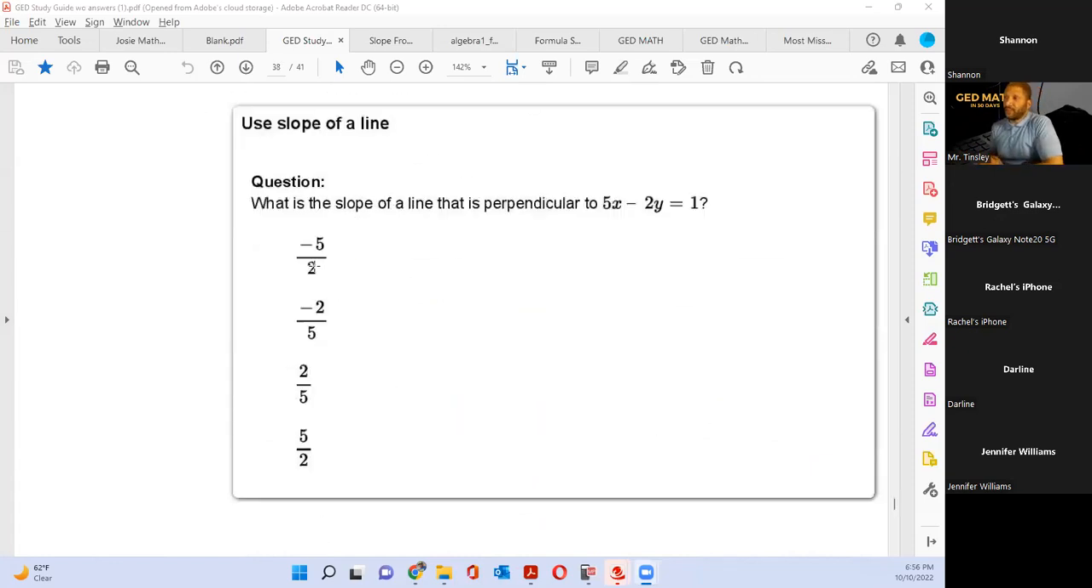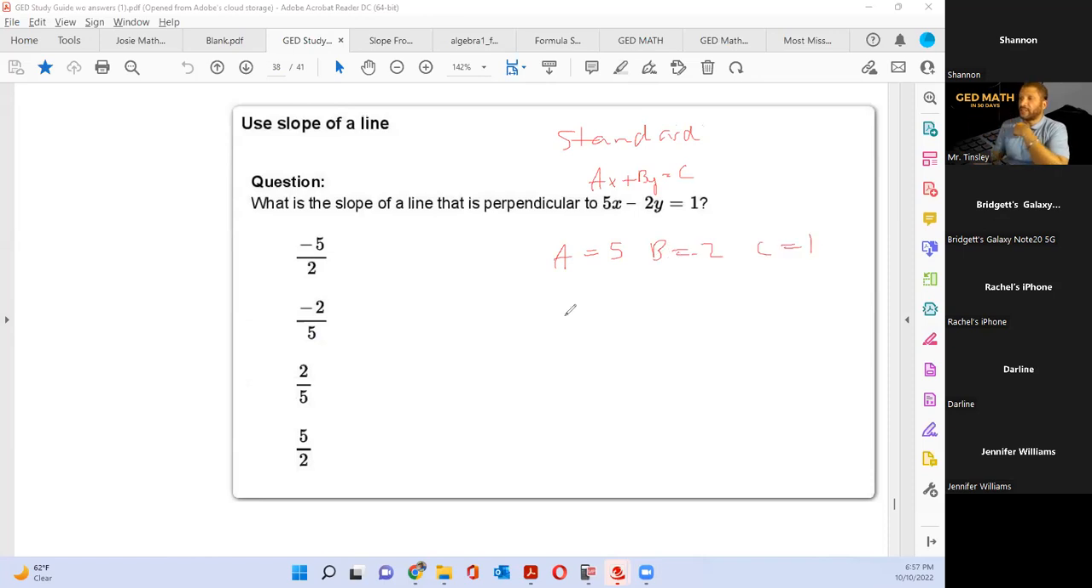What is the slope of the perpendicular to 5x minus 2y equals 1? And people say, oh my God, what's perpendicular? No, what I want you to do is take 5 deep breaths. What do I know? This is standard form. Standard form is Ax plus By equals C. Identify my A, B, and C. A is 5, B is -2, C is 1.